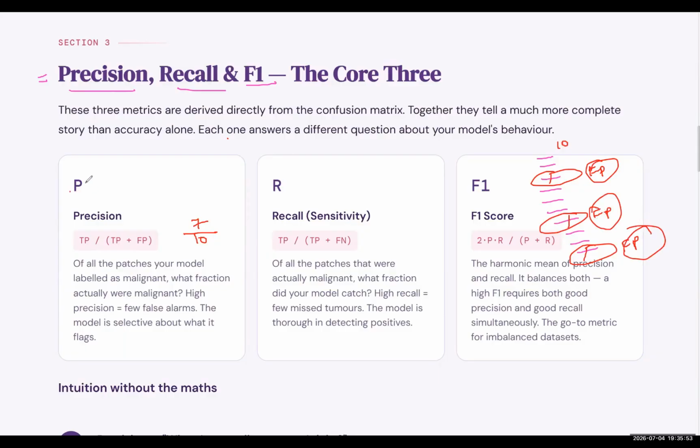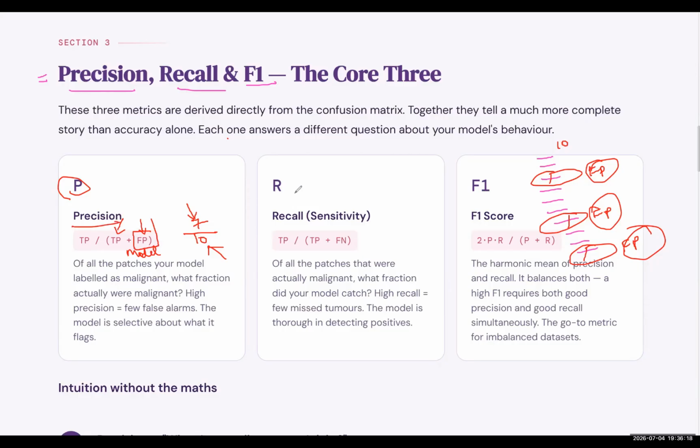So if you see precision, it is the ratio of actual true positives to all the positives your model has predicted. And all the positives given by the model can either be a true positive or a false positive. And this false positive is actually a misclassification. This is precision.